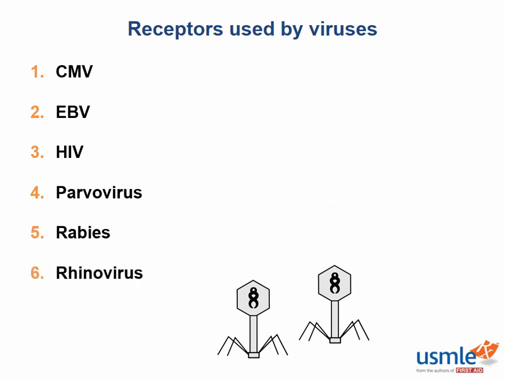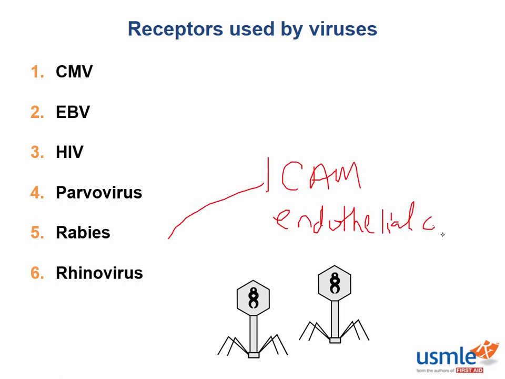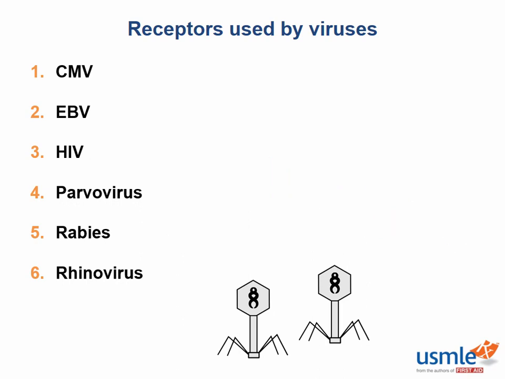And finally, we have the rhinovirus, which infects via ICAM, a receptor that's found on endothelial cells of blood vessels. Very good. So hopefully this short review of viral receptors will help you understand why viruses are specific to certain cell types, and hopefully it can help explain some of the diseases that have been discussed in this virology chapter.